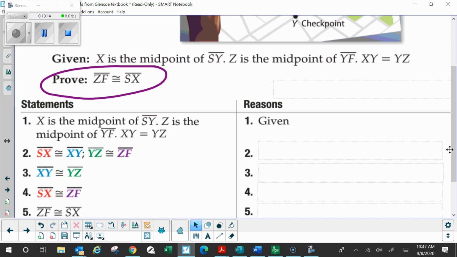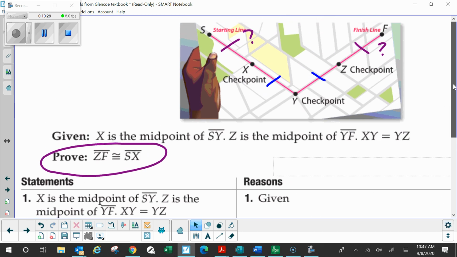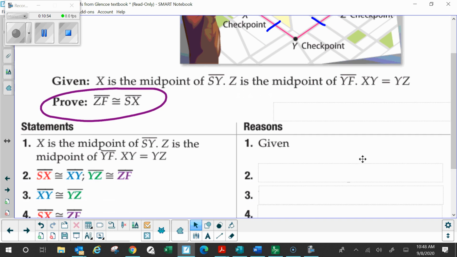So if that's our given statement, let's see what number 2 has. It says segment SX is congruent to segment XY. Here we have X as the midpoint, right? We're given that. And the next step, statement 2, says SX, this part right here, is the same as XY because that midpoint cuts that segment in half. That would actually be the definition of a midpoint, because X is the midpoint. And then on the other side, Z is the midpoint.